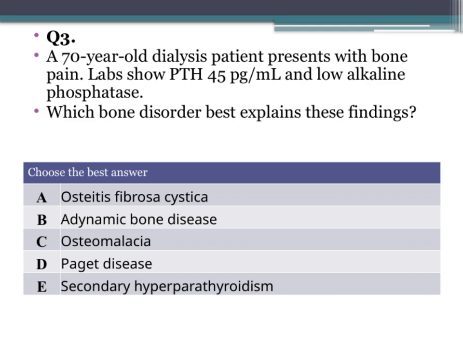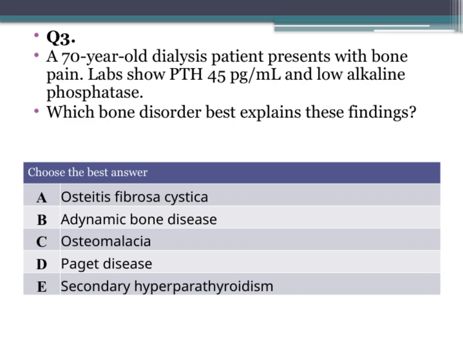This is interesting because, in many bone disorders related to kidney disease, lab values can guide us toward the correct diagnosis. For example, in secondary hyperparathyroidism, we usually see elevated PTH levels, often quite high, as the parathyroid glands respond to hypocalcemia or vitamin D deficiency. But here, the PTH is relatively low, and alkaline phosphatase, which is a marker of bone turnover, is low as well. That suggests decreased bone remodeling activity.